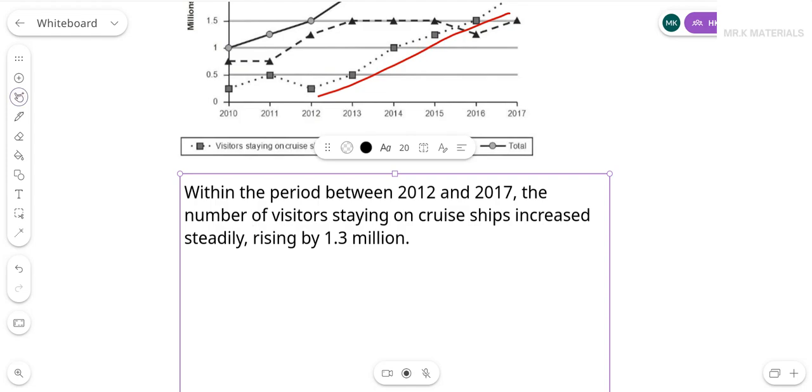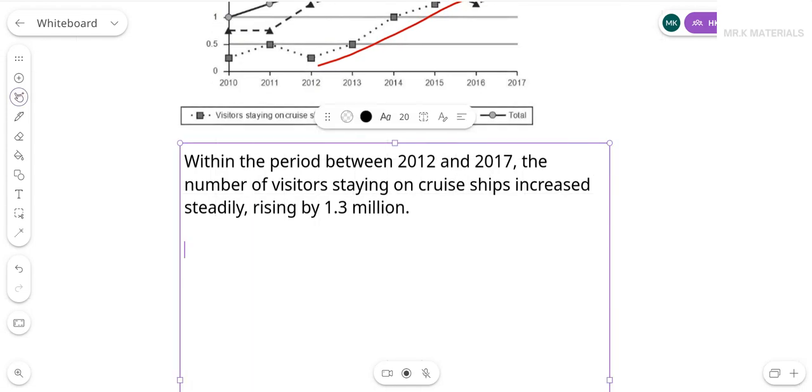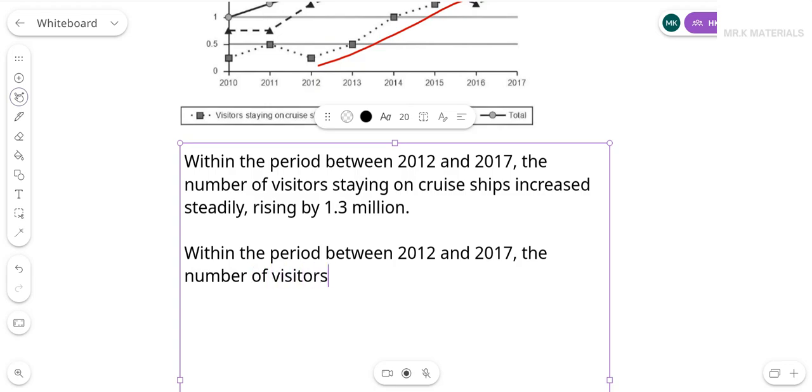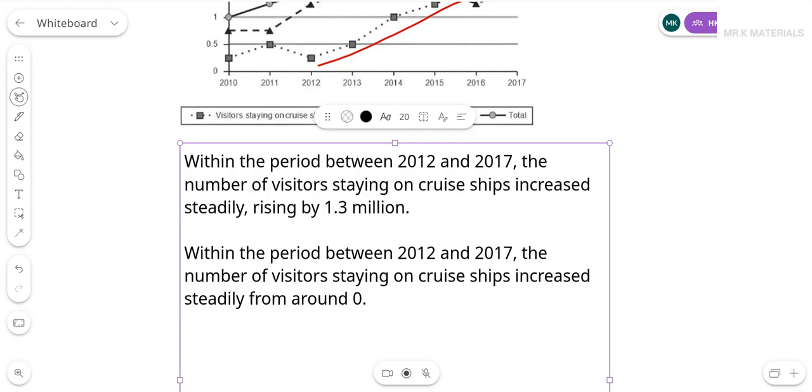You can for sure use this for other purposes here as well, not just to show numbers. You could have written something like: within the period between 2012 and 2017, the number of visitors staying on cruise ships increased steadily from around 0.7 to 1.3 million.